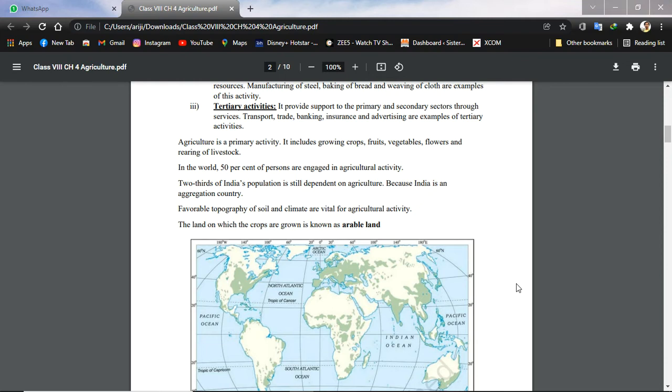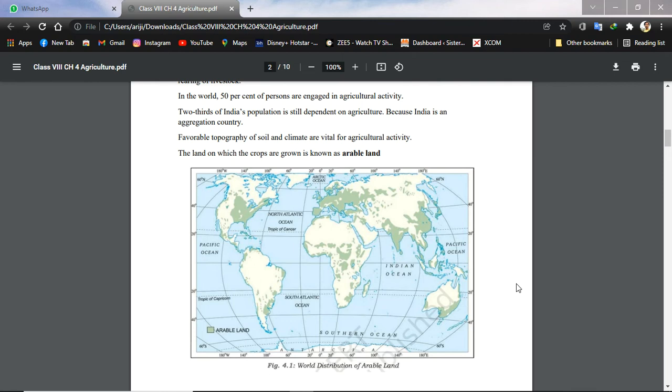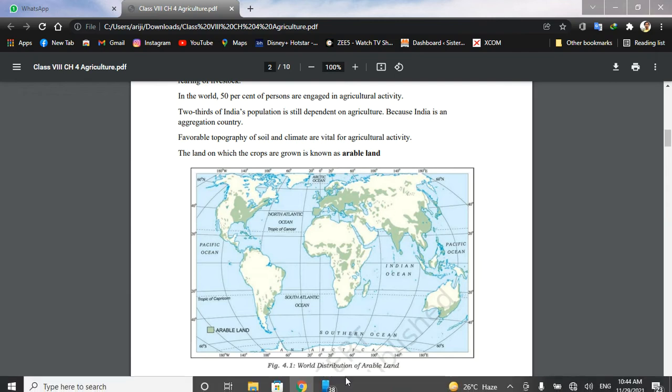The land on which the crops are grown is known as the arable land. Always remember this word, arable land. You can see in this world map that the green dotted regions are the arable land, meaning here you can cultivate crops. These are some regions of the world showing the distribution of the arable land.